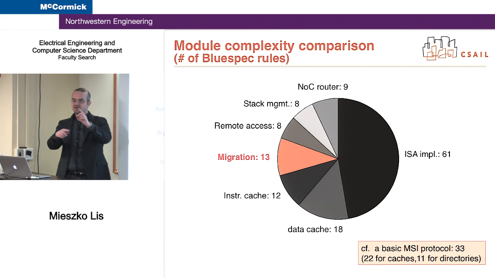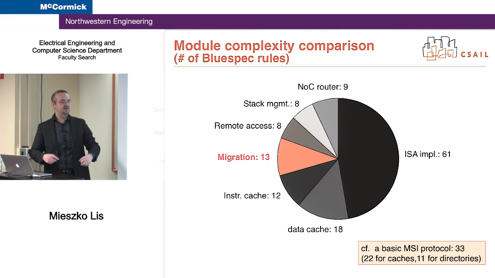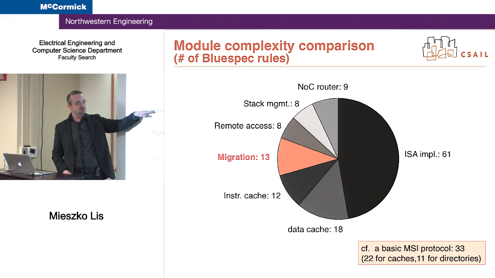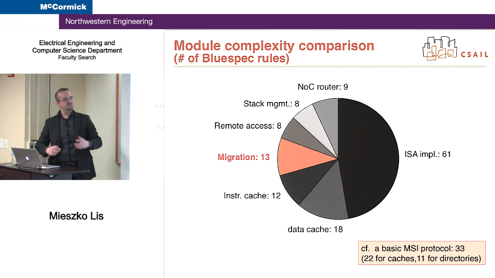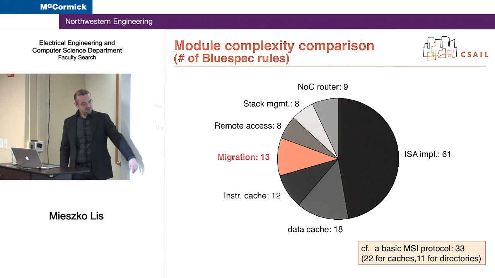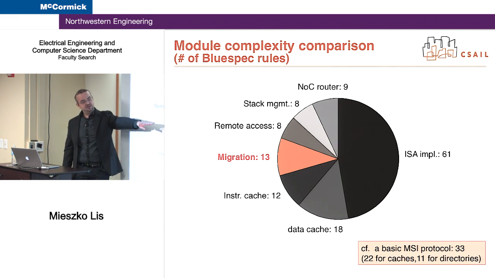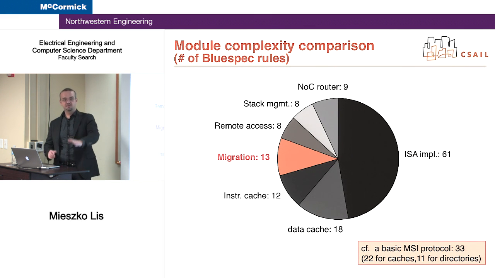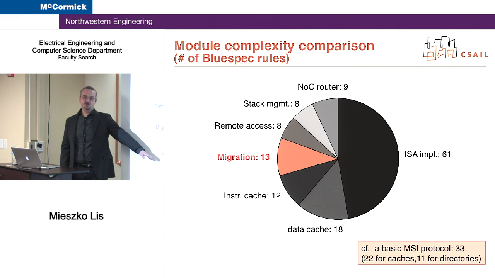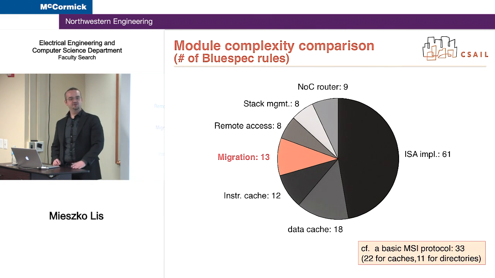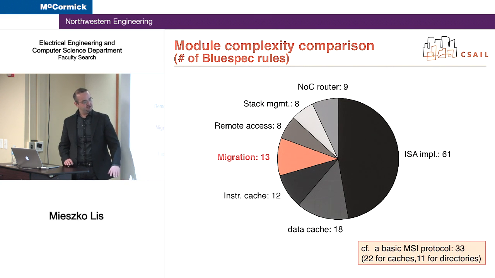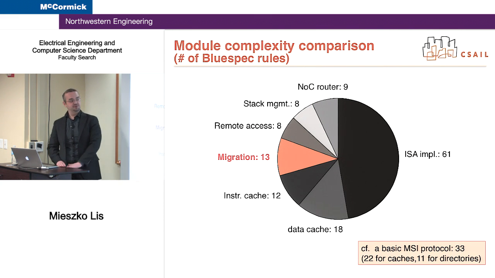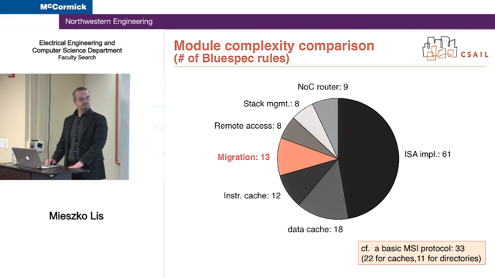The management of the stack, where you have to move things back and forth, is about 8 rules. The remote access is very simple: you send a message, you get a response back. It's 8 rules. The instruction set is most of the complexity, which for us was 61 rules, and the data cache is about 18. It's kind of complicated, right? It has to think about fetching from memory and serving other people. The instruction cache is a little bit simpler because you don't have to write to it. In our case, it's read-only.